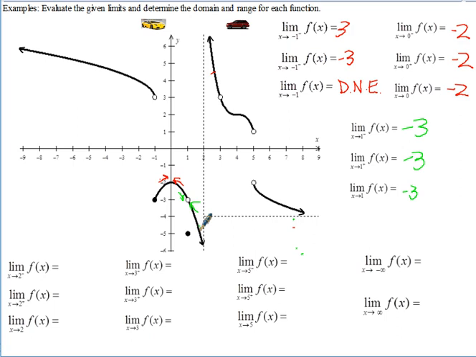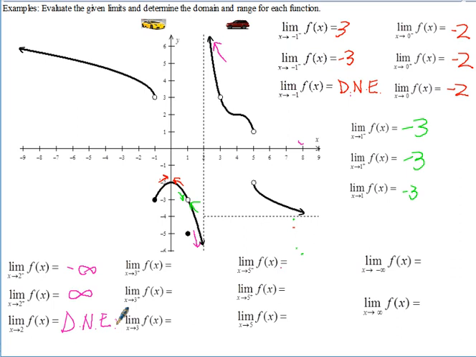Then as x approaches 2 from the left, at 2 we've got a vertical asymptote. So 2 from the left, you can see the function's heading down towards negative infinity. As x approaches 2 from the right, the function's going to infinity. And since those are not the same, the general limit we can say does not exist.